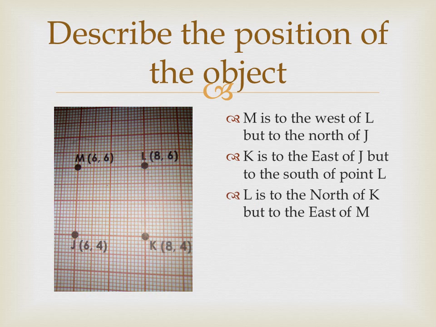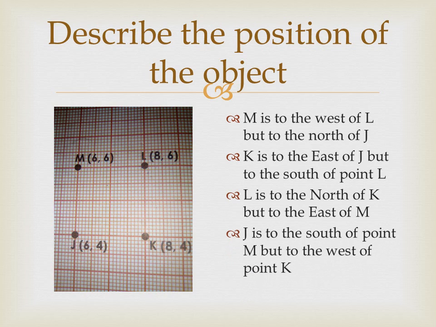Now let's look at point L. Point L is to the north of point K, but to the east of point M. And point J is to the south of point M, but to the west of point K. I hope you understand this, because in our past video we treated this topic, so we are using this as a reminder.